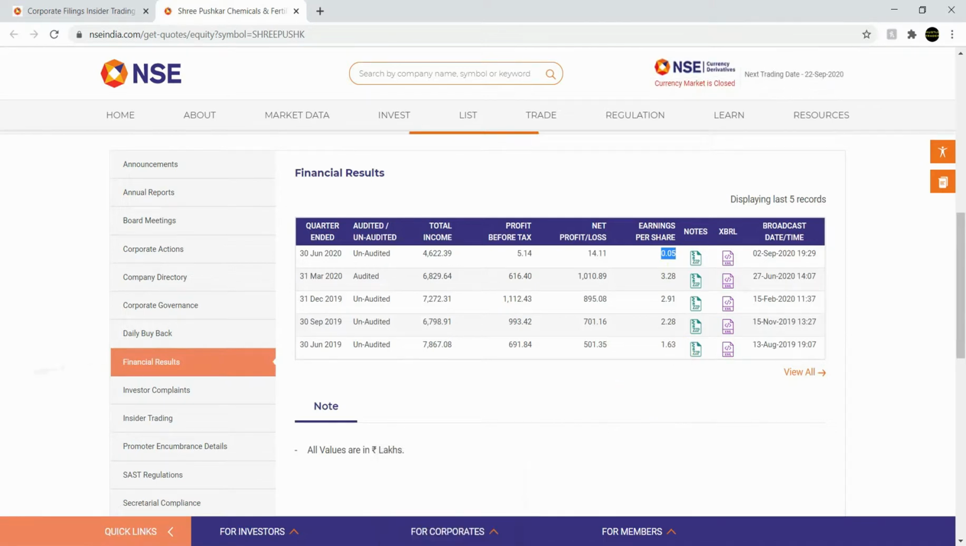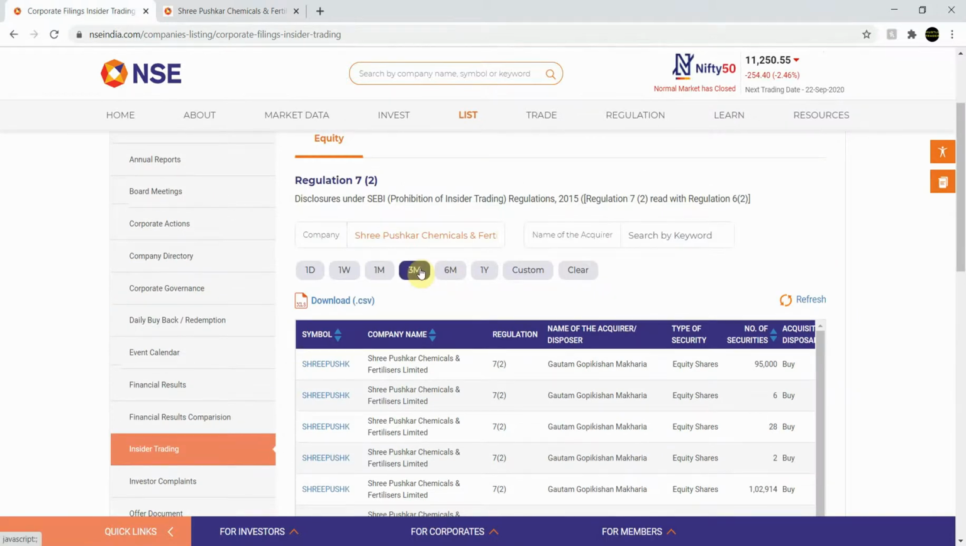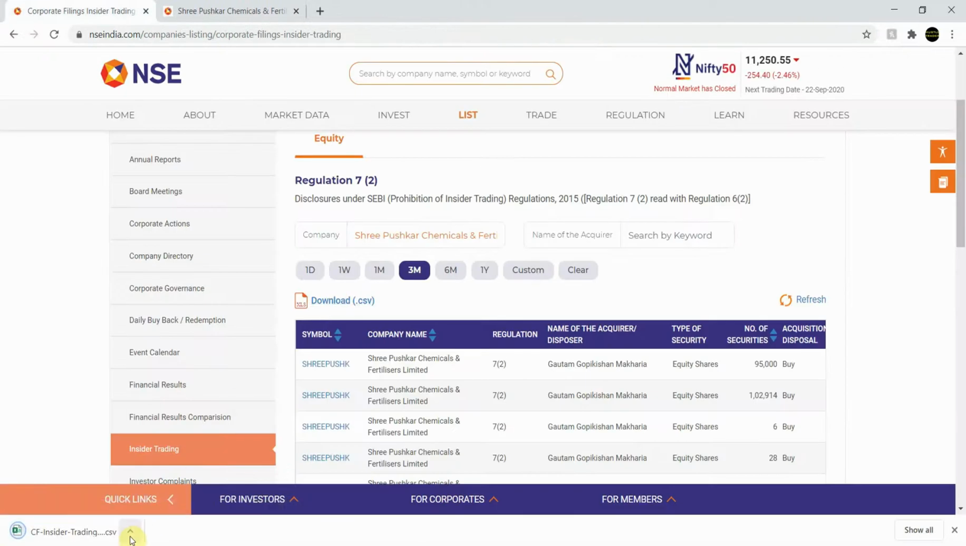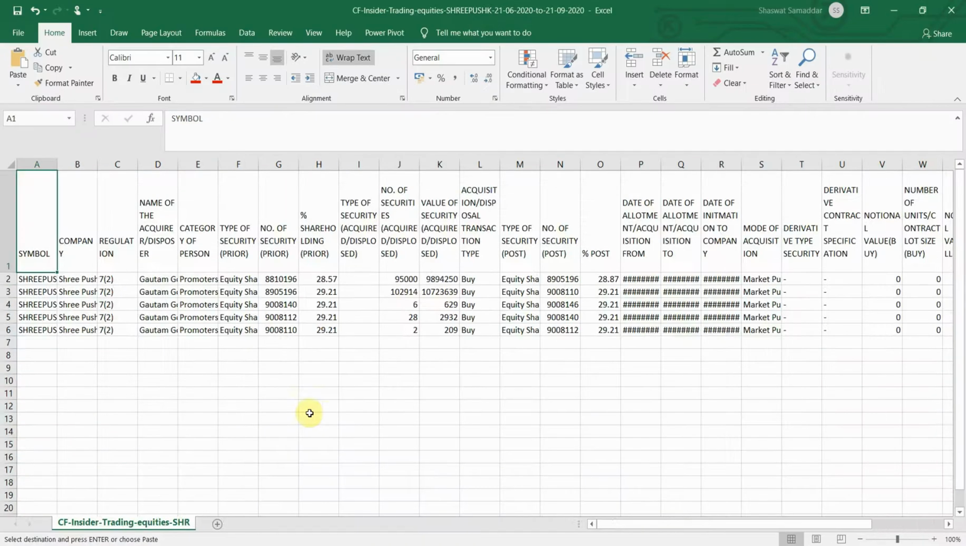So next what we have to do is we will download the insider trading report of 3 months. You can select the time frame from here. I'll download the insider trading report of this Shri Push company only, of 3 months. You can click the download button here and it will start the download of an Excel file. So I'll go ahead and open this Excel file. Okay, so it has opened.